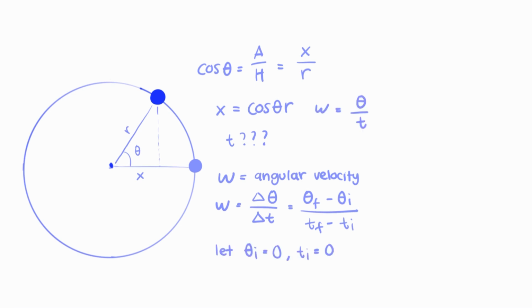So let's just assume that the initial position of the object is 0 and the initial time is also 0. This means that we can turn the equation to angular velocity equals theta over time. And we can isolate theta to become theta equals angular velocity times time. Now we can just put this back into our previous equation, and our new equation becomes x position equals cosine of angular velocity times time, multiplied by the radius.